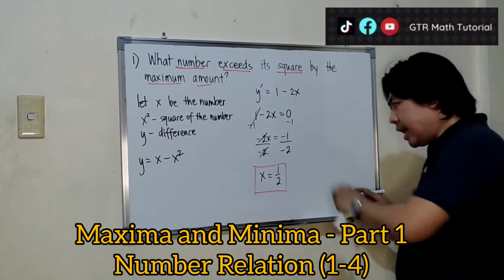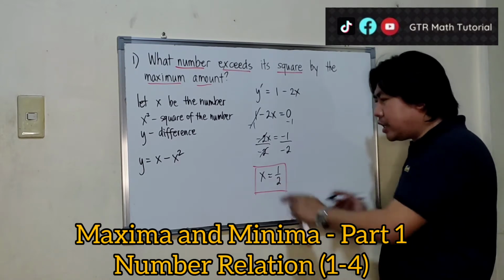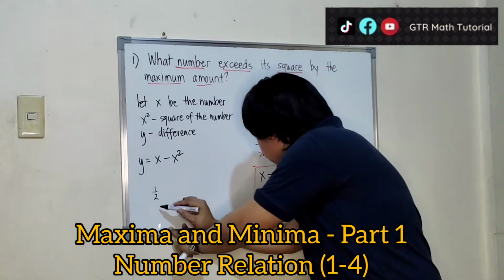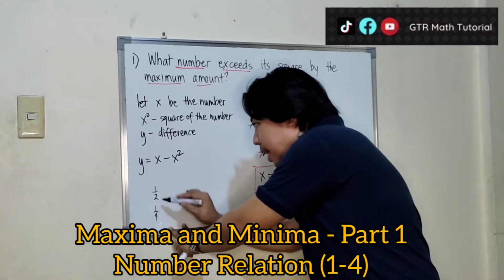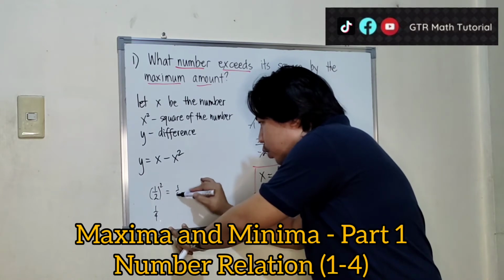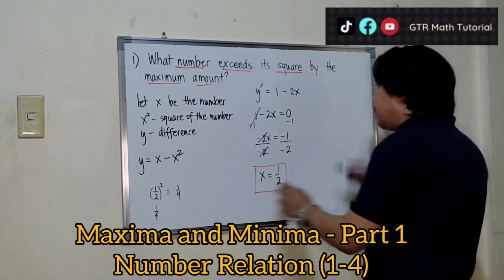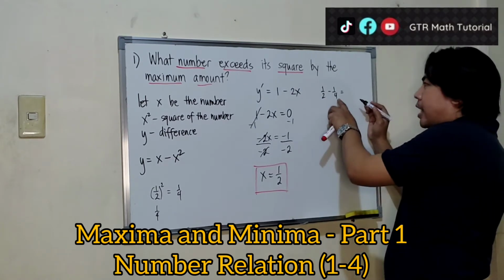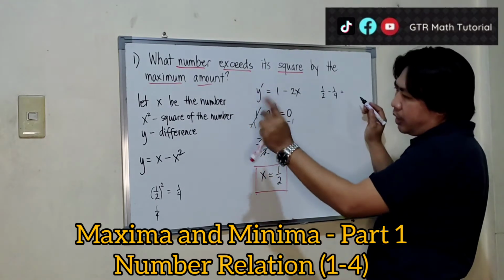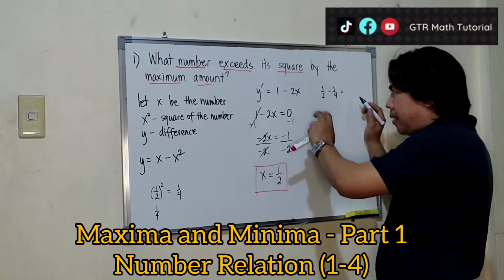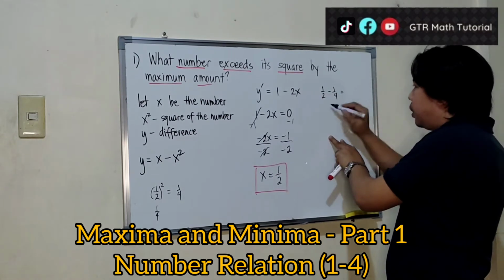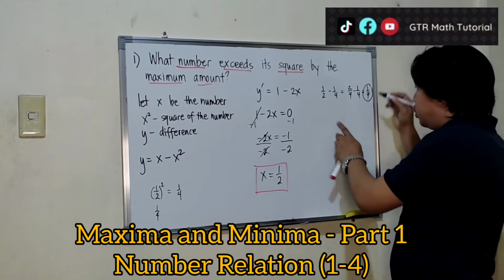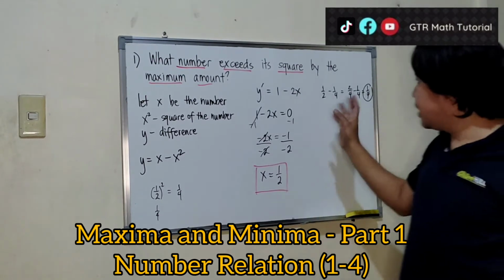Okay, so the number that exceeds its square by the maximum amount is 1 half. Let's verify. If the number is 1 half, the square of 1 half is 1/4. So let's subtract: 1 half minus 1/4, which gives the maximum amount when we subtract a number by its square. So 1 half is 2/4 minus 1/4 equals 1/4. So the maximum difference is 1/4.